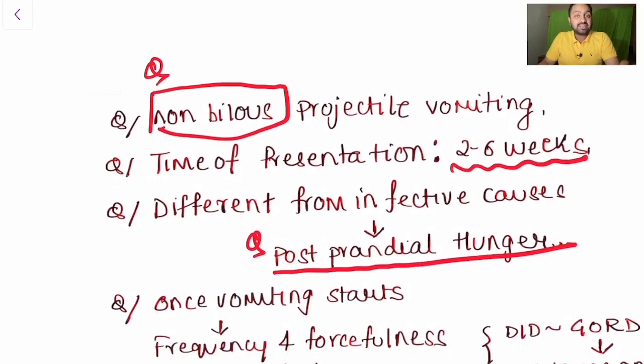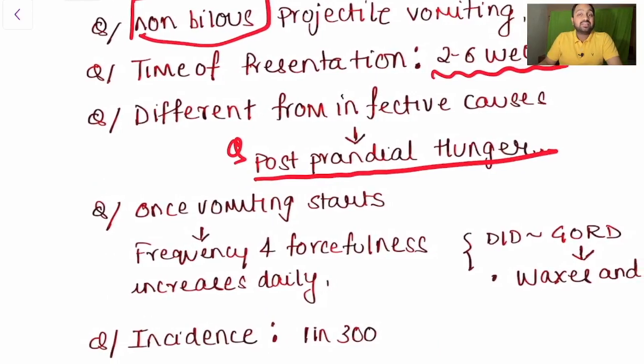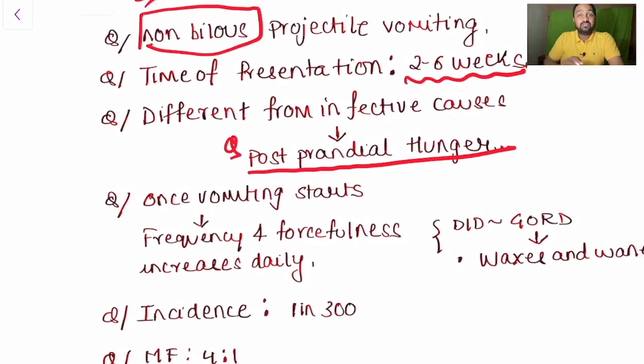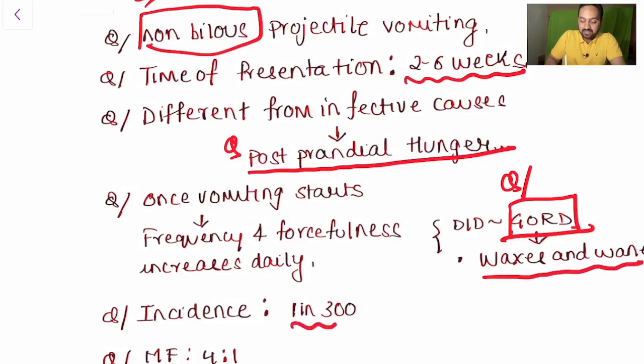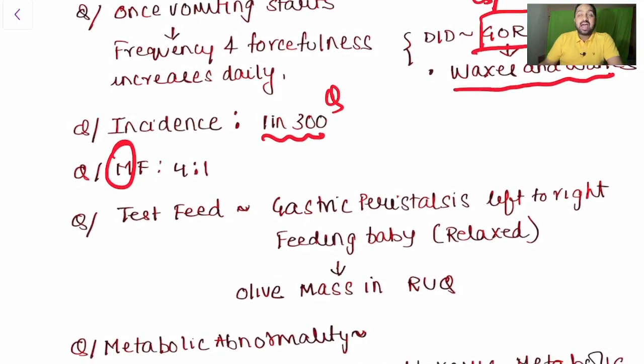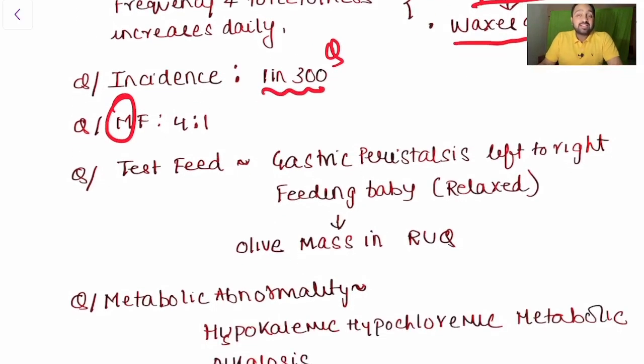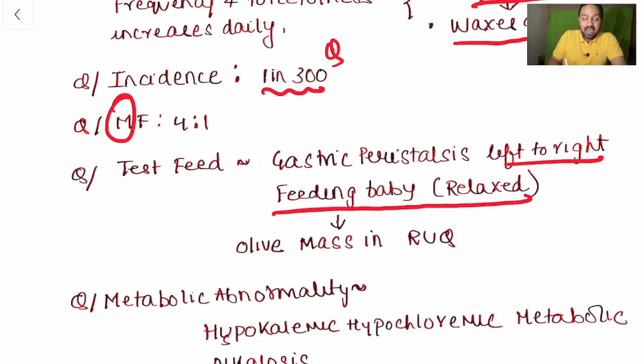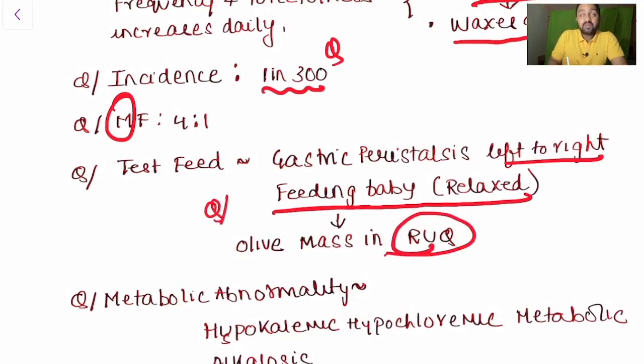Now once the vomiting starts, the frequency and the forcefulness increases daily, which is a differentiating feature from your gastroesophageal reflux disease, which basically waxes and wanes. It has an incidence of 1 in 3000, more predominant in males. On test feed, the gastric peristalsis moves from left to right in a feeding baby, that is a relaxed baby, and you can find an olive mass in your right upper quadrant.